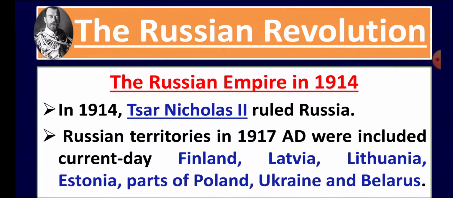Here we have come to the main event, the Russian Revolution. As I told you, Russia had a monarchy in 1917. Tsar Nicholas II. You might be surprised, what is this Tsar? Tsar refers to emperor. Nicholas II became emperor of Russia in 1914.